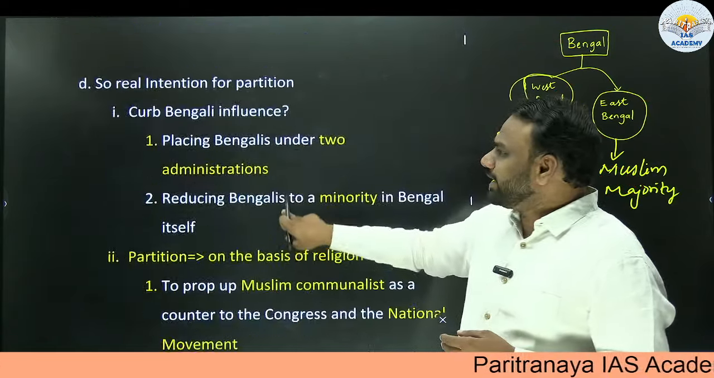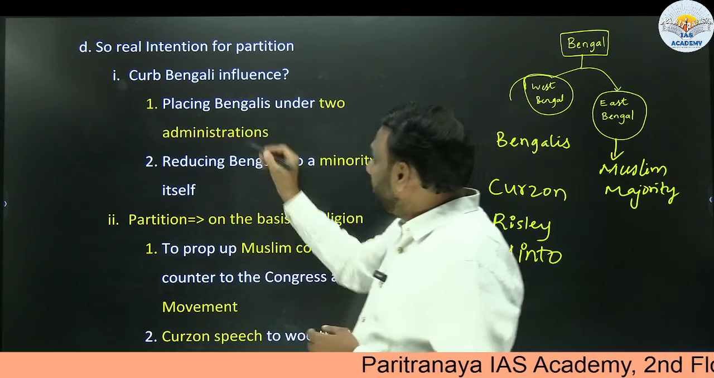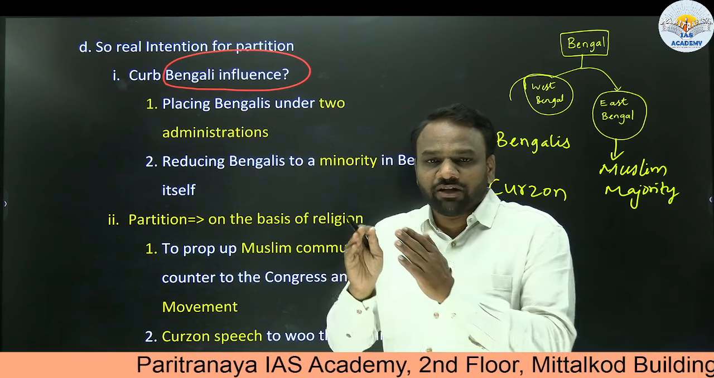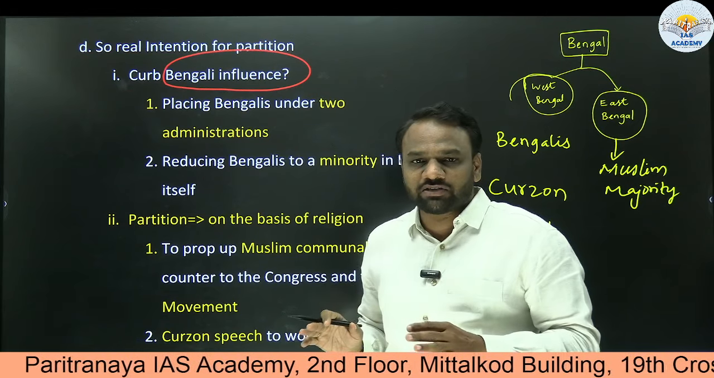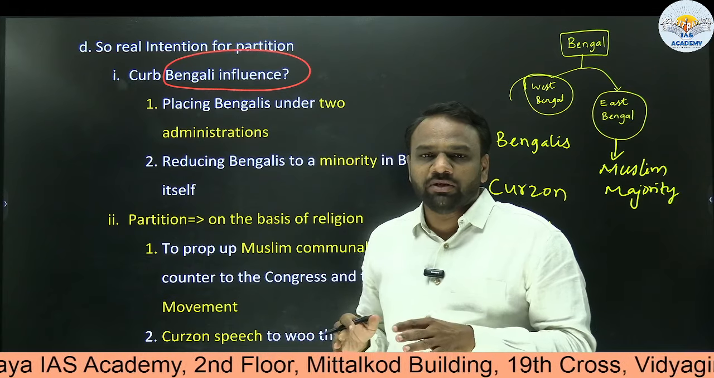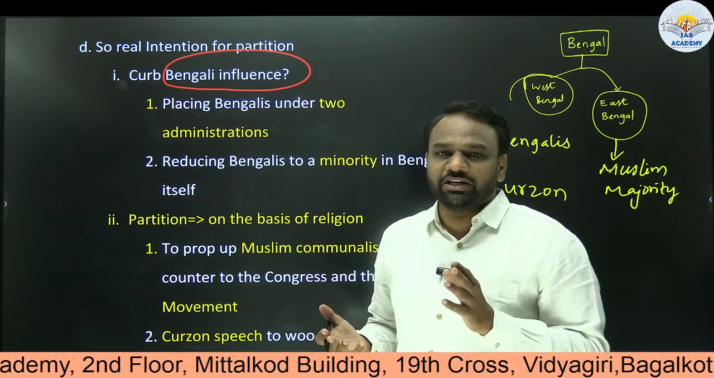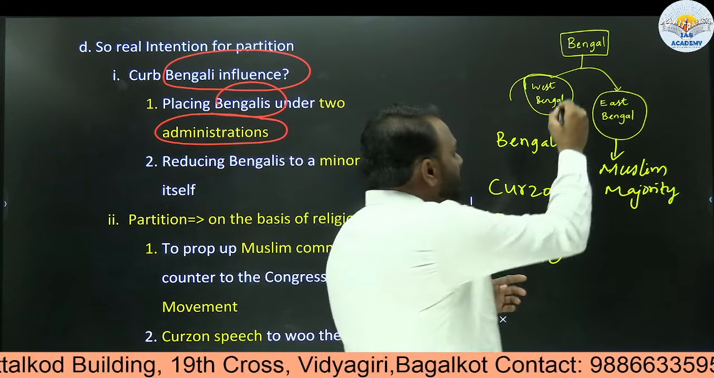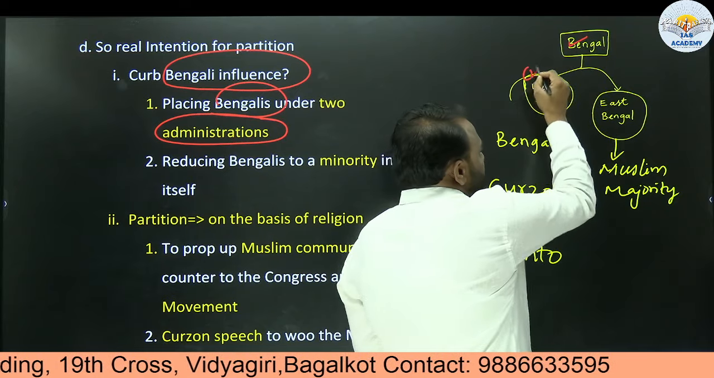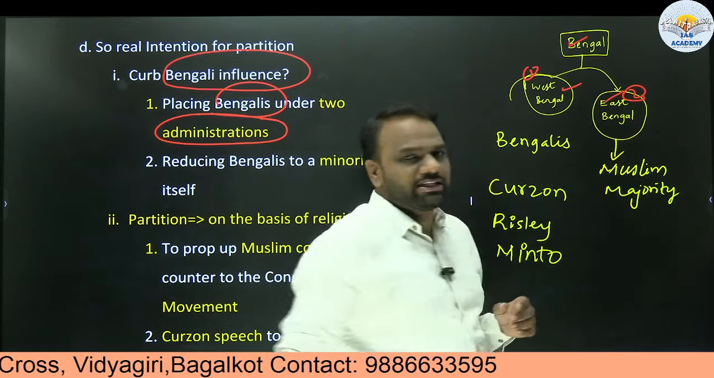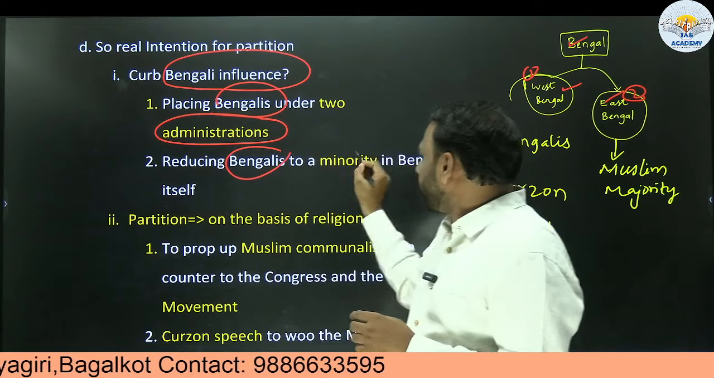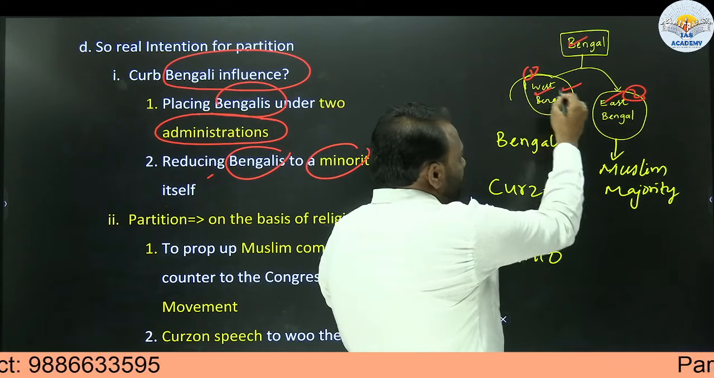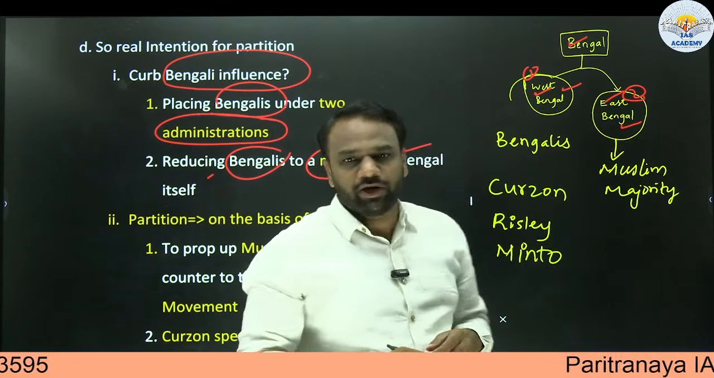Next, the real intention for partition, finally we got to know, was to curb Bengali influence. There was a lot of Bengali influence on nationalism. If we reduce that influence, then definitely that national consciousness will come down. There will be very few people left seeking freedom, so we can secure our British rule. This was the intention. How? By placing Bengalis under two administrations. Previously Bengalis were under a single administration; now they will be placed under two, one in West Bengal, another in East Bengal. Next, reducing Bengalis to a minority in Bengal itself. Once Bengal was divided into two parts, here Bengalis will be in the majority, but in the other part Bengalis will be reduced to a minority.